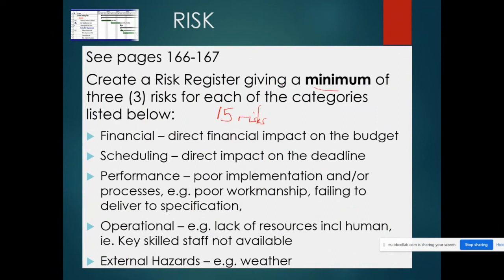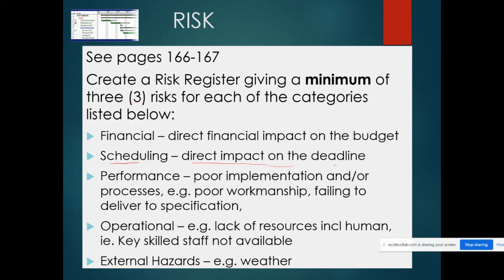Okay, so a minimum of 3 risks for each of the categories listed below: financial, scheduling, performance, operational, and external hazard risks. So what are some examples around that? Financial risks are direct financial impact on the budget. So that might be something like foreign exchange changes or a change in interest rate, or your client coming to you and saying your budget has been cut, or a key resource on your project charging you more than you had expected, more than you banked on. Okay, so that's financial risk.